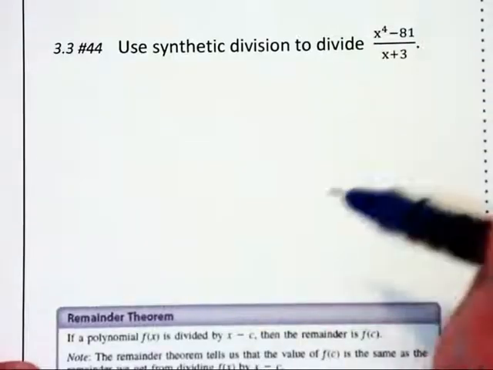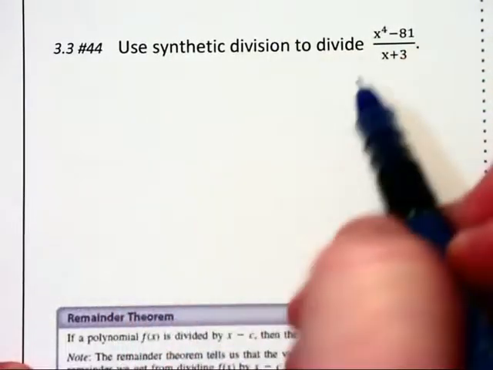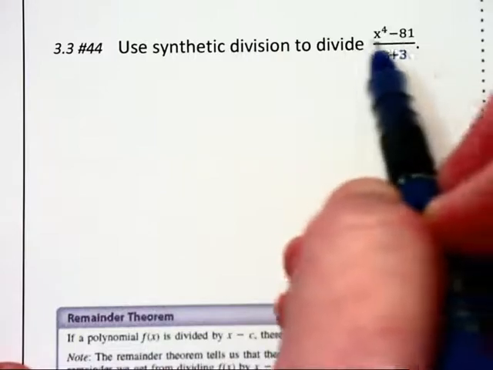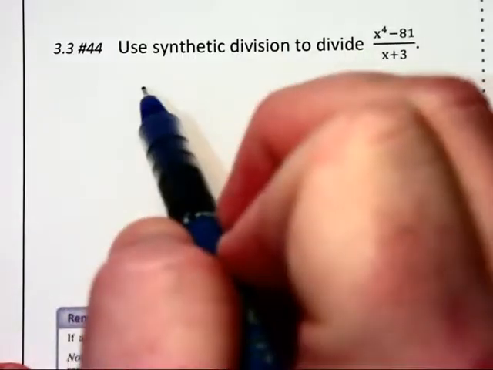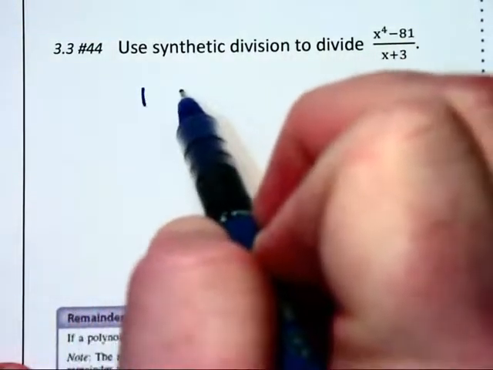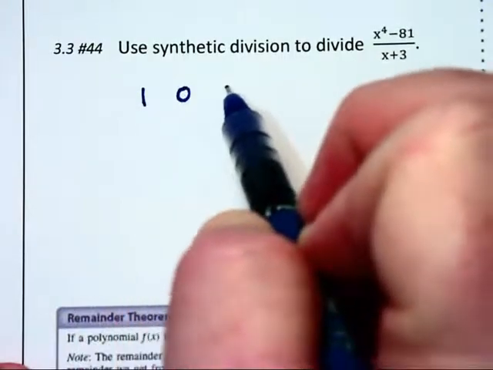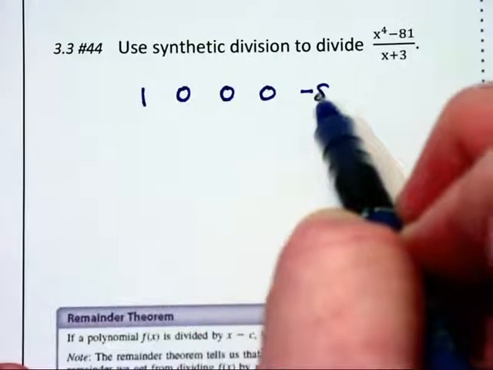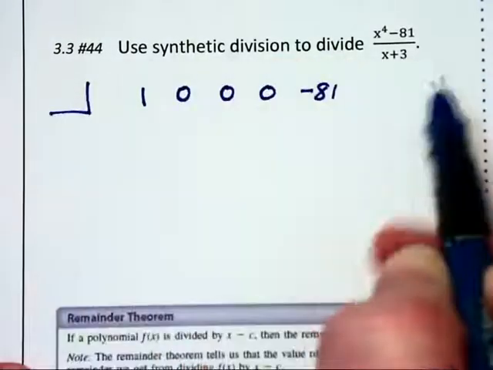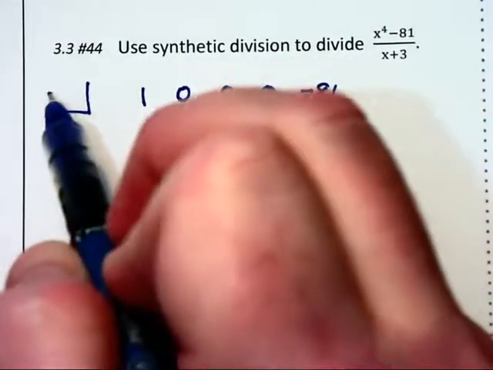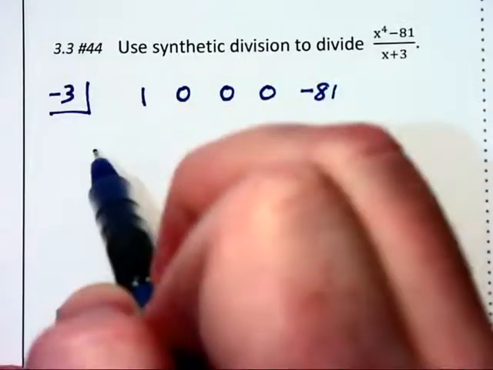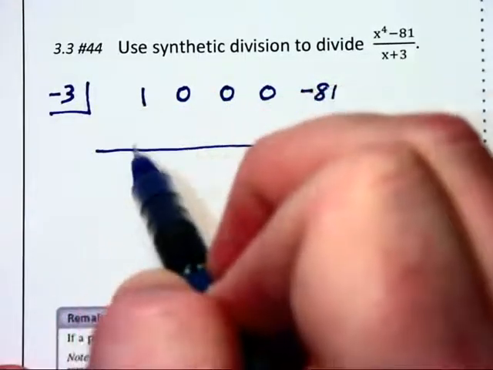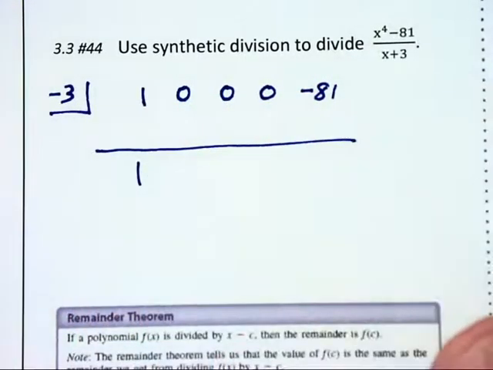For this next synthetic division problem, we're going to do it a little bit more quickly. Our dividend is x to the fourth minus 81. That's a 1x to the fourth, no x cubed, no x squareds, no x's, and minus 81. We are dividing by x plus 3, so we change the sign out front to a negative 3. We begin by bringing our first term down, which is 1.